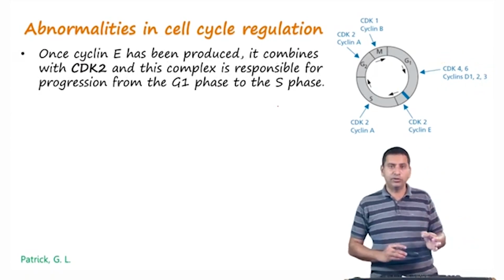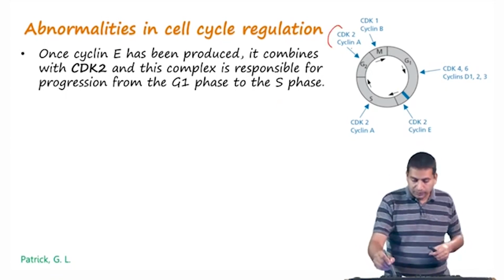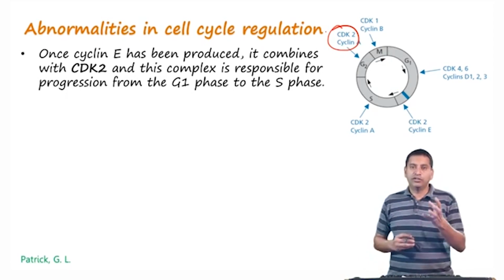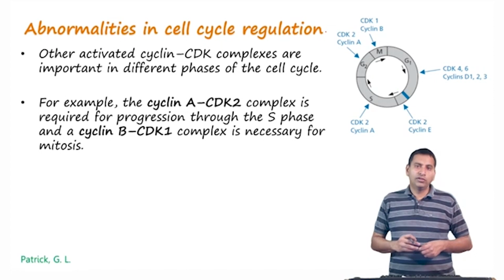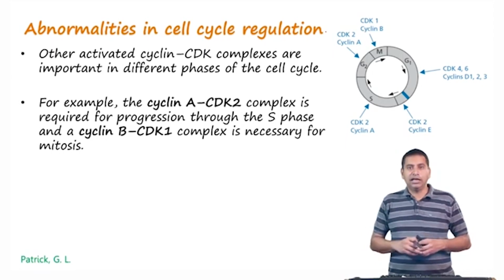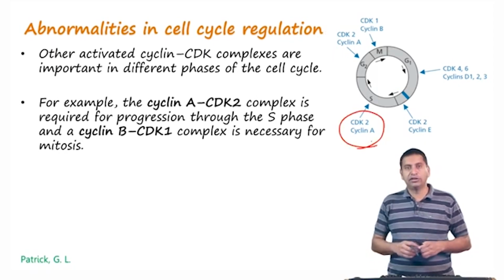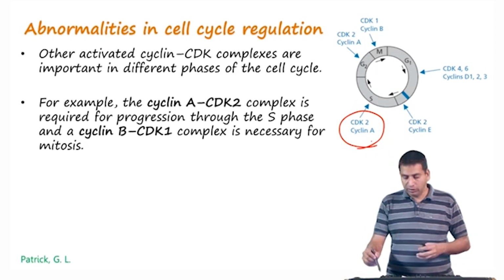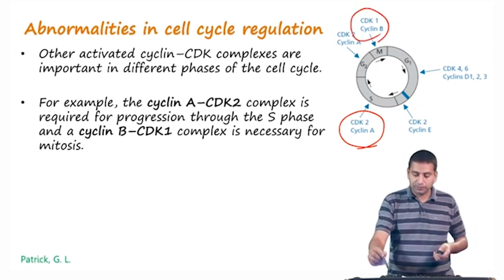Once cyclin E has been produced, it combines with CDK2, as shown here. This complex is responsible for the progression of the cell from the G1 phase to the S phase. Other activated cyclin-CDK complexes are important at different phases of the cell cycle. For example, the CDK2-cyclin A complex, shown here, is very important in the S phase, whereas the cyclin B-CDK1 complex is responsible in the M phase, or mitosis phase.